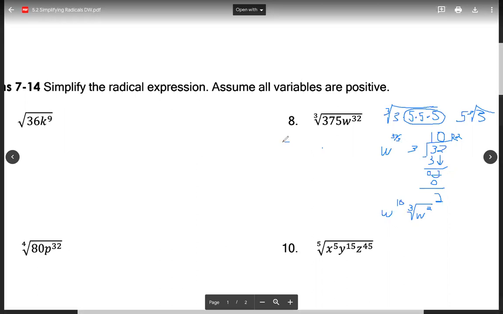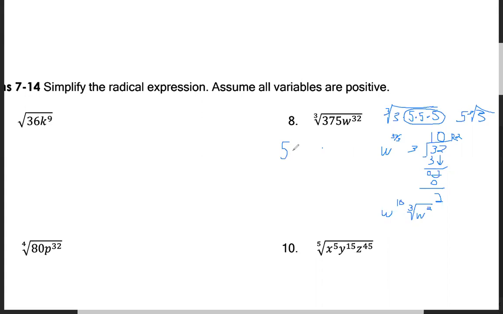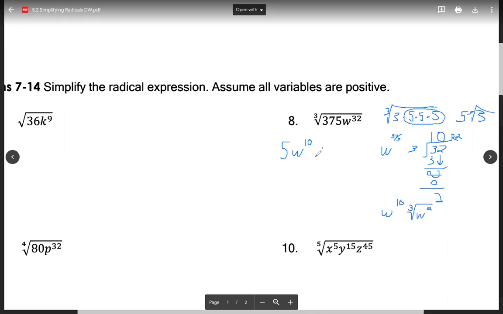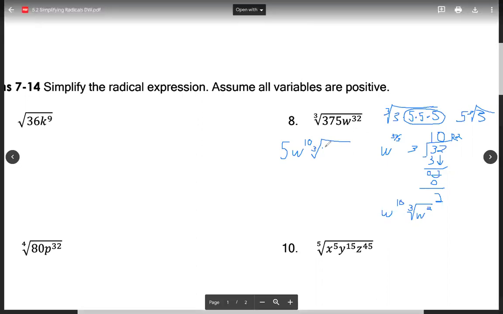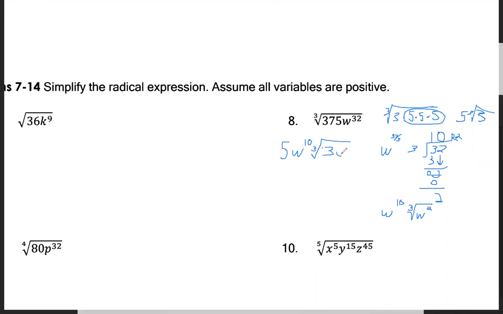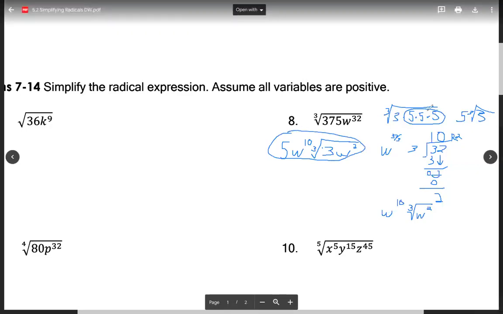So how I would write this out, it would be 5 W10, because again, do my numbers first. Then I'm going to write my radical because that's all the numbers I have. Then I go back and do my radicals. So it'll be cube root of 3 and then W2. So it looks real complex, but once you break it down and see what's going on, it's really just some circling and figuring out what your groupings are, and then just some old school division to figure it all out. And that's what we're going to be doing for the next couple of days.